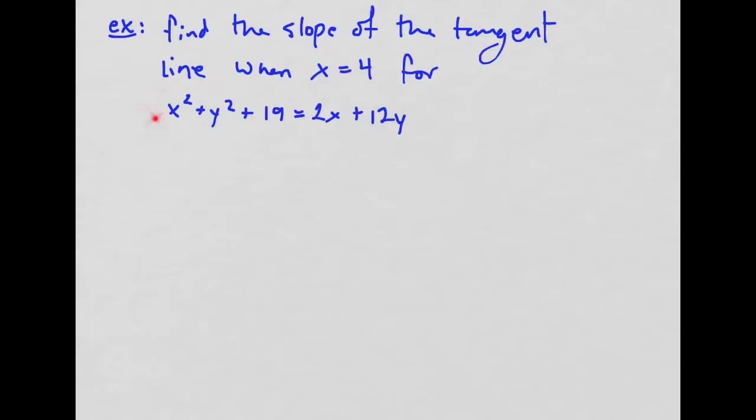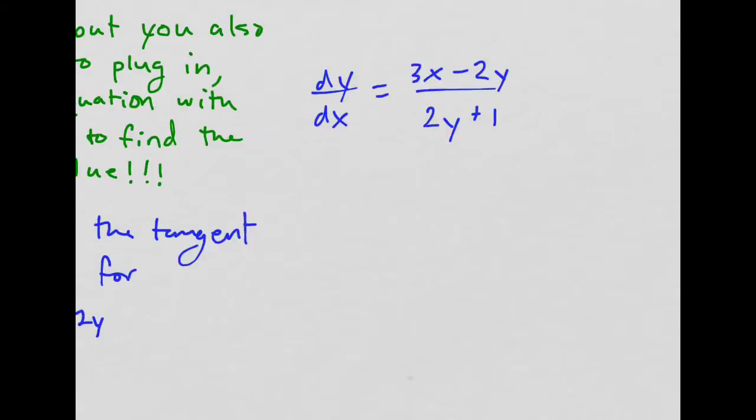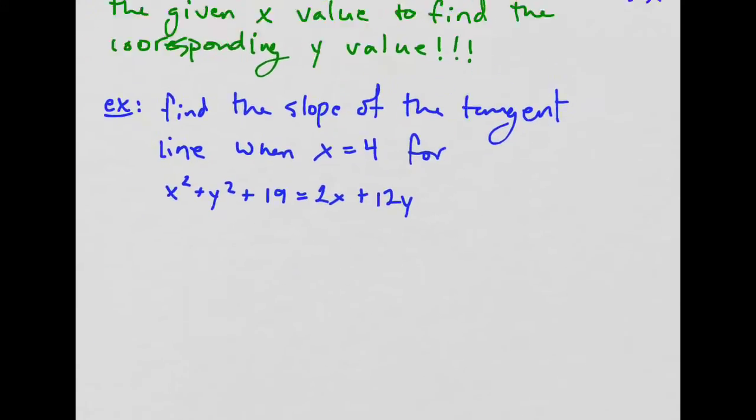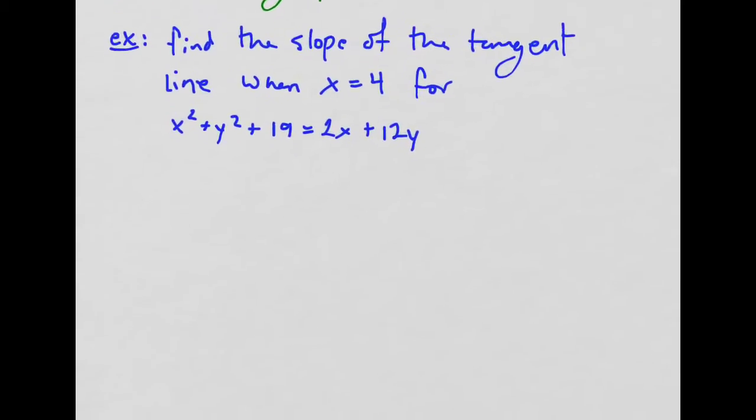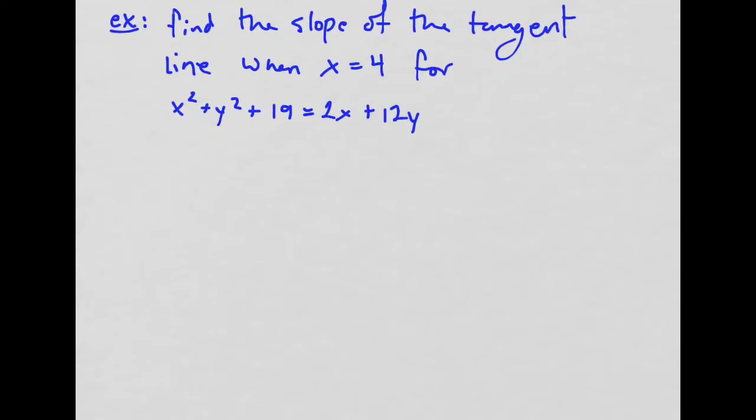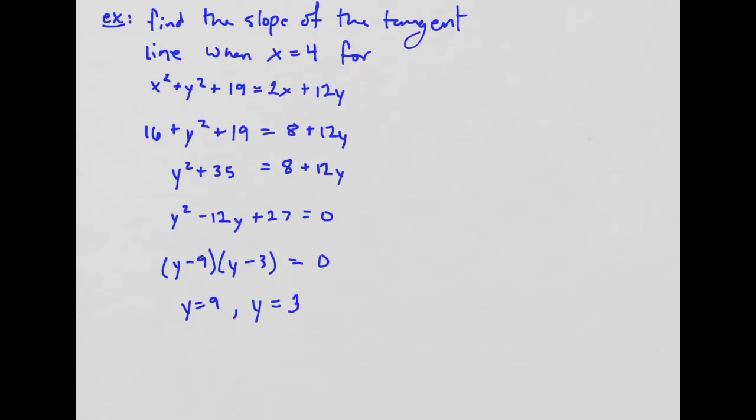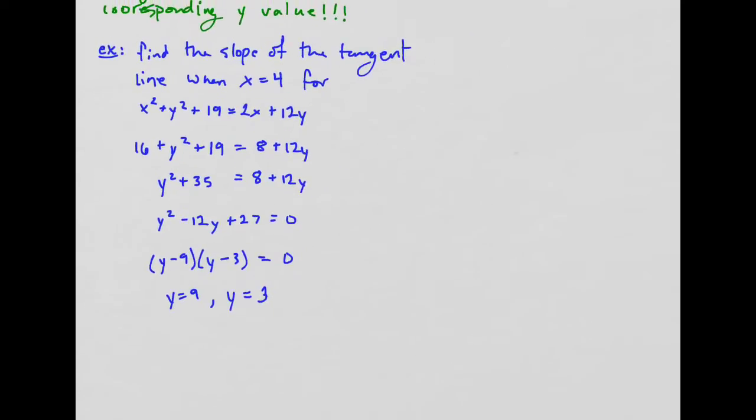Then what you do is you go back to your original equation before you took the derivative. I'm not saying that this is the derivative. I'm just not going to do that part. But you might end up with something like this with an x and a y. So find the slope of the tangent line when x equals 4. Well, you found the derivative, but now you need a y value. So you plug in x, and then you just have a quadratic, and you solve for y. In this case, you get two different y values.